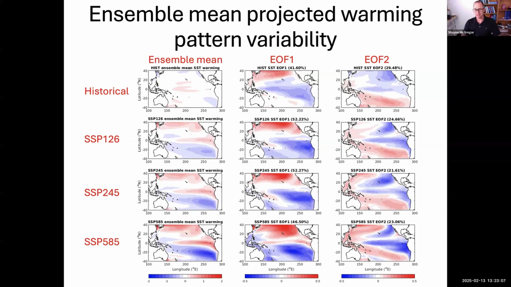I've done this on global maps, on tropical only, and on the whole Pacific, and this first EOF comes out no matter which way you slice it and dice it. So it's really robust.